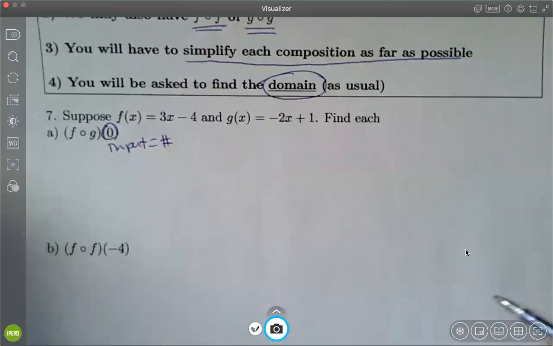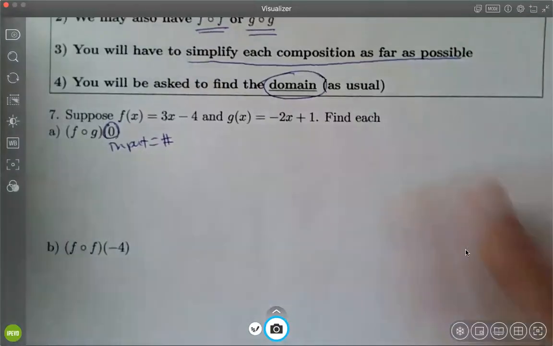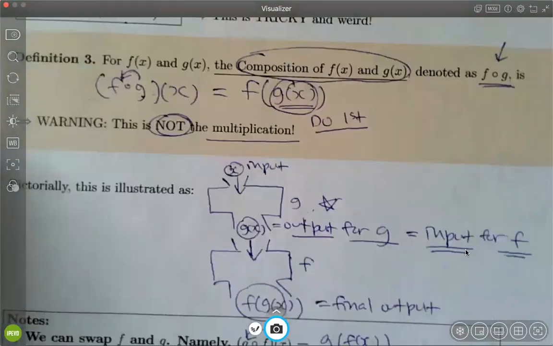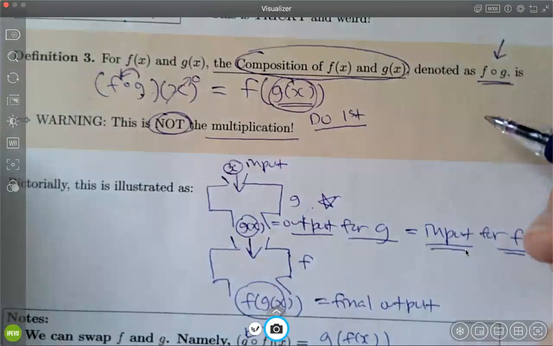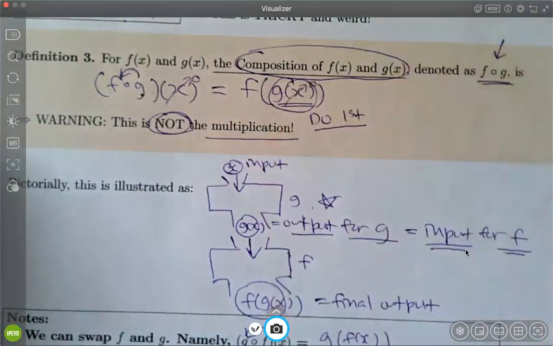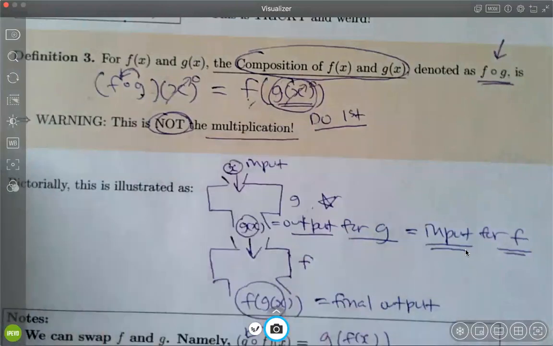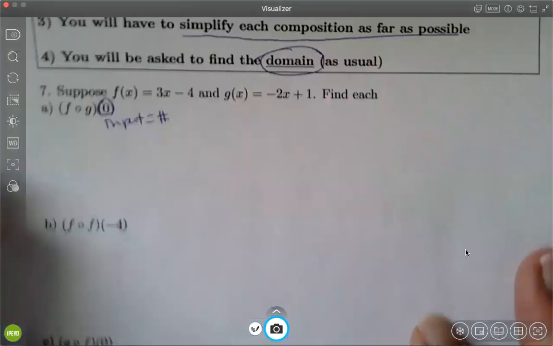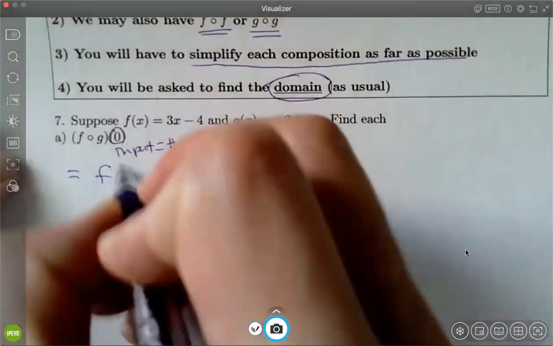But we are not finding f circle g. Why? Because by definition, what do you have to do? Plug in 0 into x, which means plug in 0 into x here as well. So that means f of g of 0. By definition, this is f parentheses g of 0.